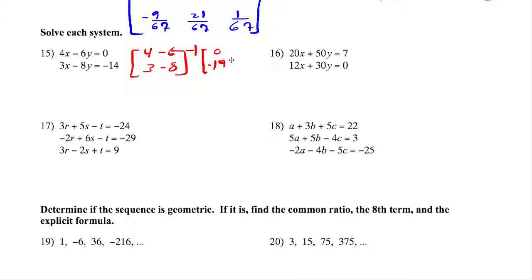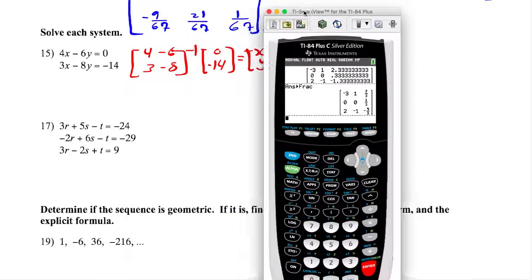So 0 and another 4. I can't write a 4, it looks like a 9, this tablet. And that's going to be equal to our x and y. So then all I have to do is just really enter that into my calculator.